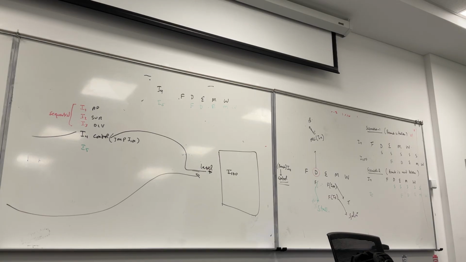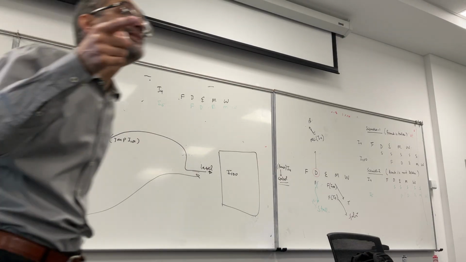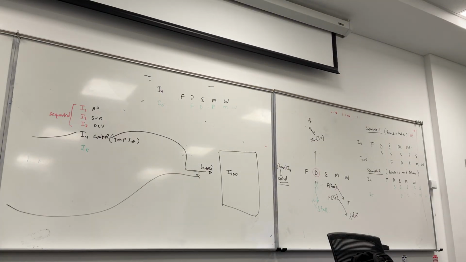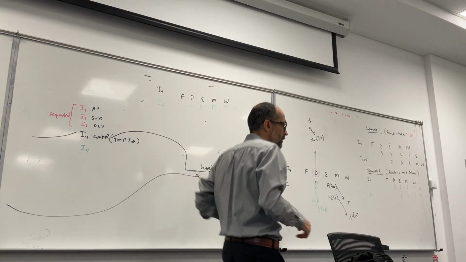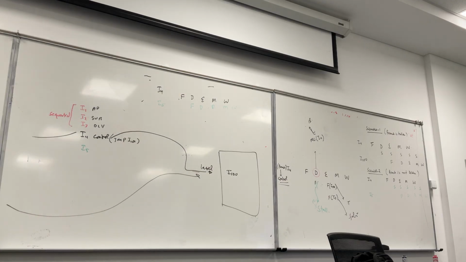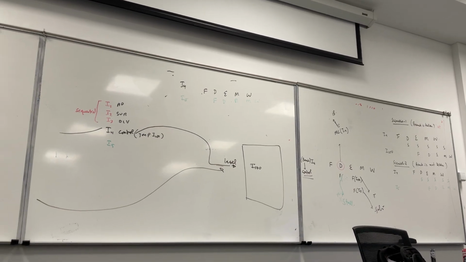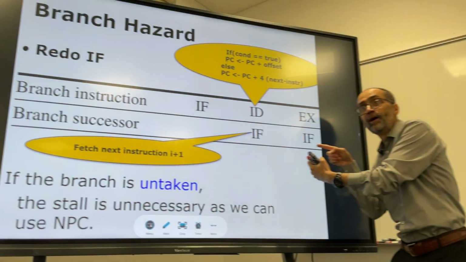Refetching, redoing instruction fetch. Good approach or bad approach? Yes, it is a bad approach if the branch is untaken. And it's a normal case, there will be no stall if the branch is taken. Clear or not clear? We are refetching the target. Either we are fetching I4, I5 here, or we are fetching I100 here.